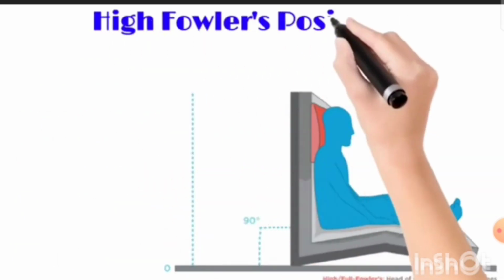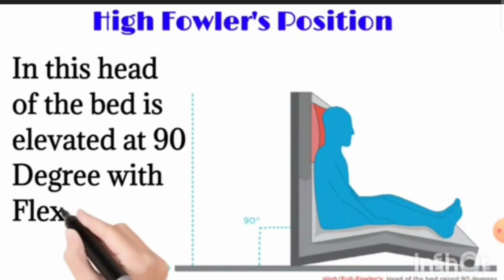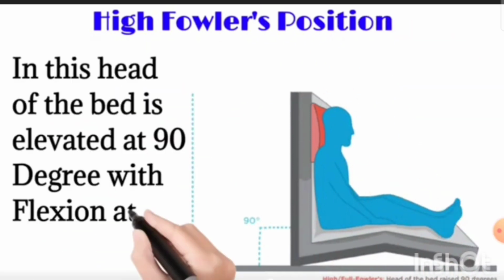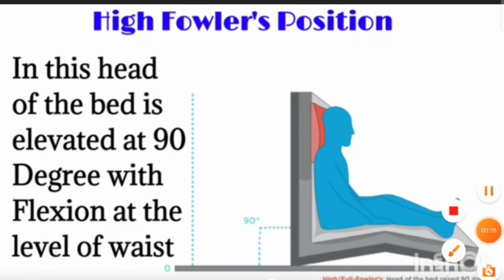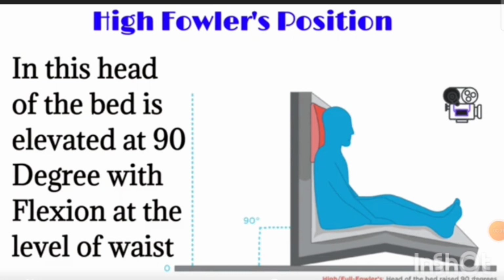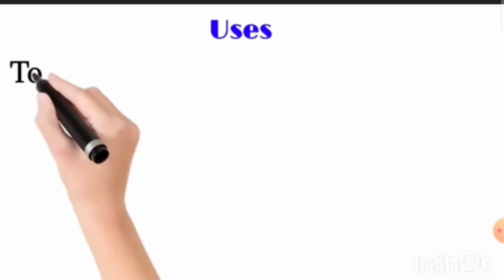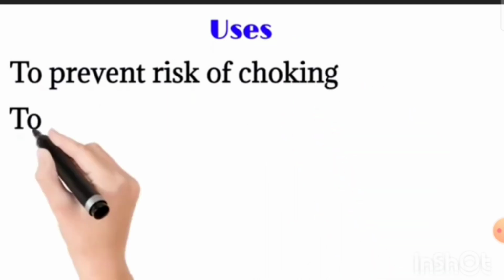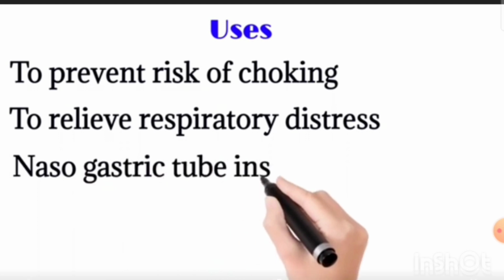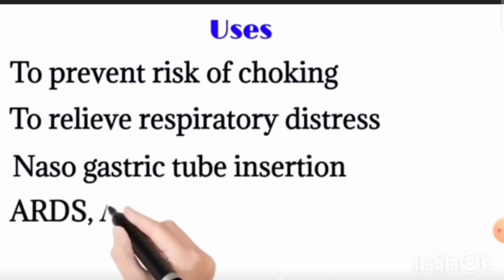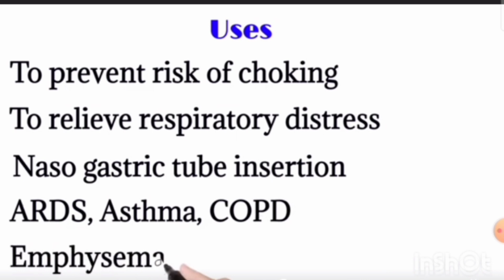And this is the high Fowler's position. In this, the head of the bed is elevated at 90 degrees with flexion at the waist. The uses are to prevent risk of choking, to relieve respiratory distress, nasogastric tube insertion, asthma, COPD, chronic obstructive pulmonary disease, and emphysema.